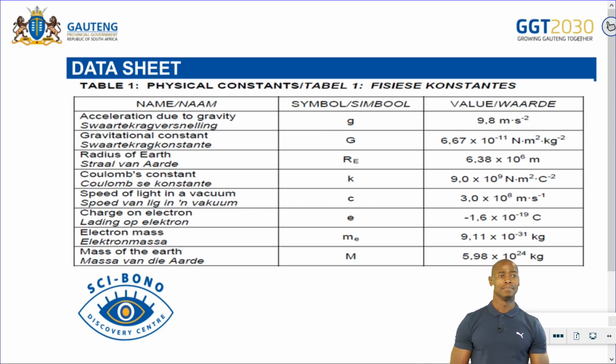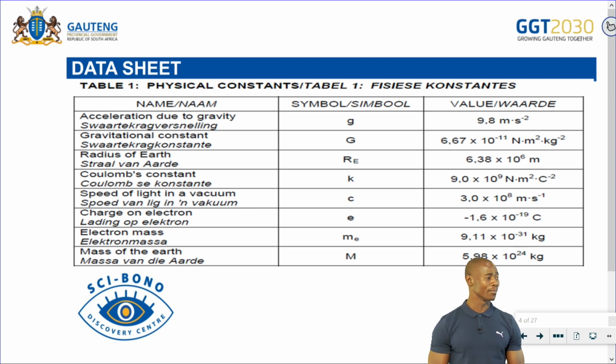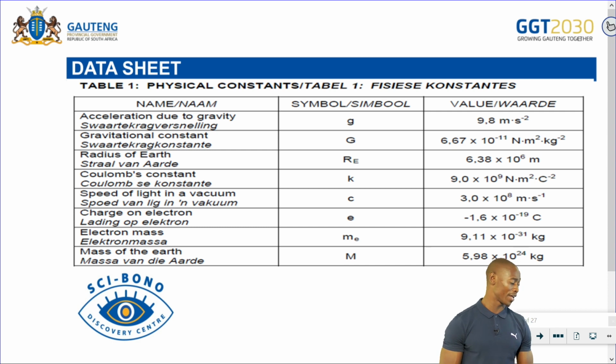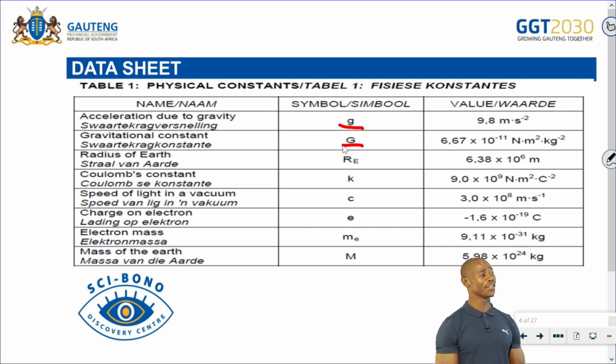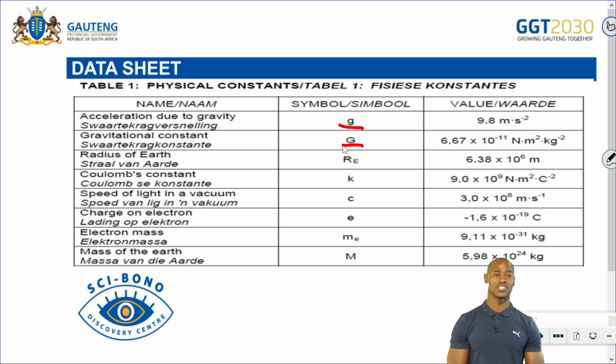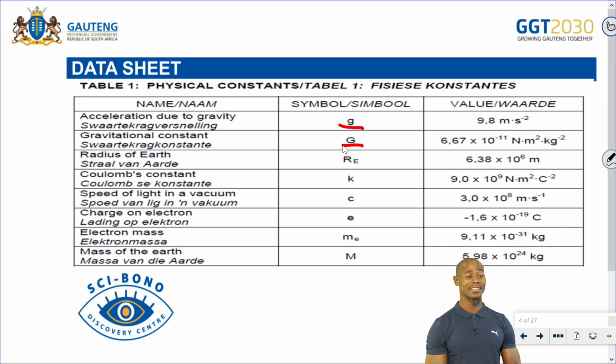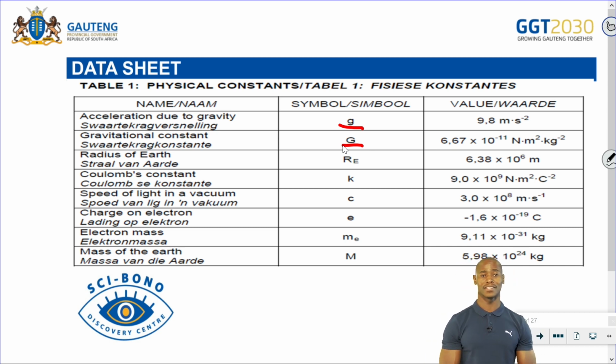Then this is the data sheet or the table of constants. What is important here is the value of small letter g, which is 9.8, and also capital letter G. There's a difference between these two. Small letter g is acceleration due to gravity. On Earth, it is 9.8 meters per second squared. And capital letter G is the gravitational constant, which is 6.67 times 10 to the power negative 11 newton meter squared per kilogram squared. All right.